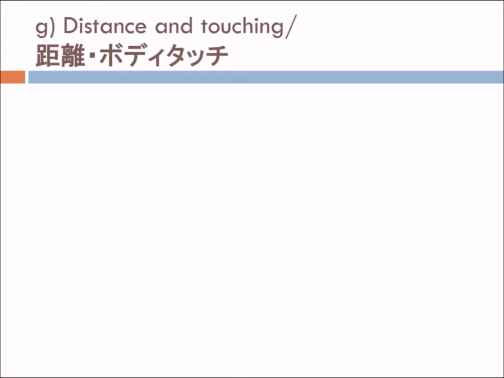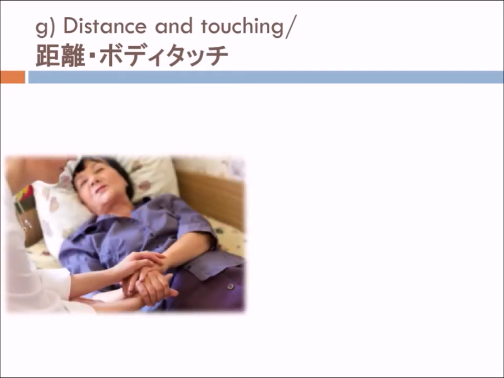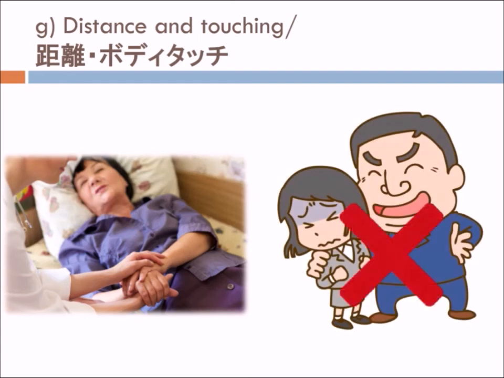Distance and touching. In some countries, speaking with each other, maintaining a short distance in between, and touching each other will help develop a sense of affinity. In Japan, however, it is said that many people feel more comfortable when a certain distance is maintained, even between close friends. The content of the message sent by touching someone will be interpreted by the recipient in a variety of ways based on the timing, intensity, and frequency.